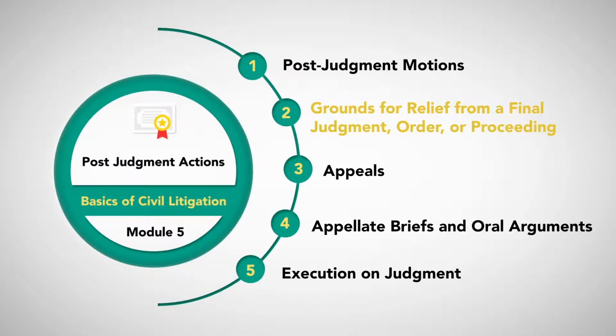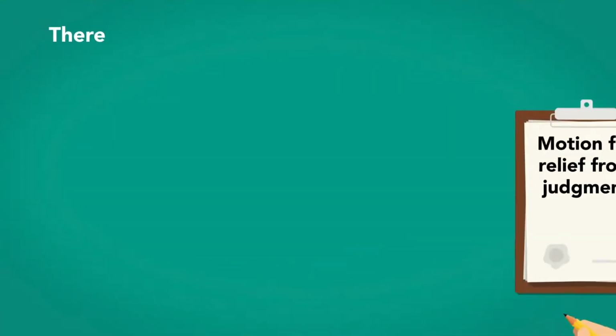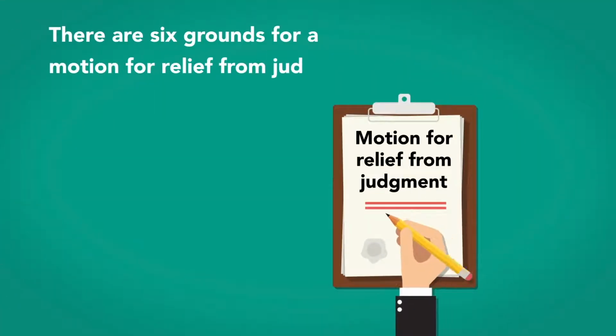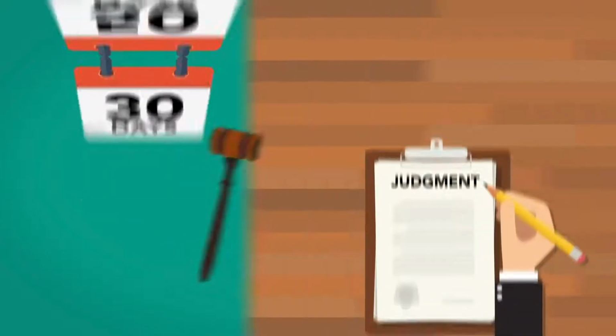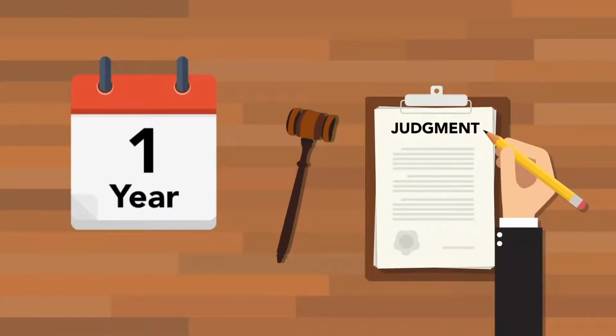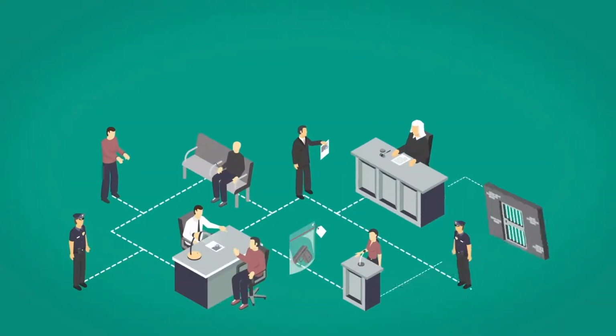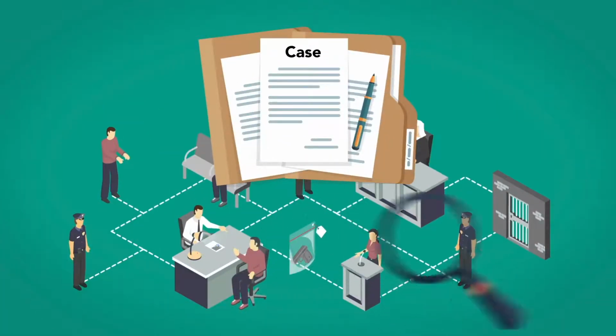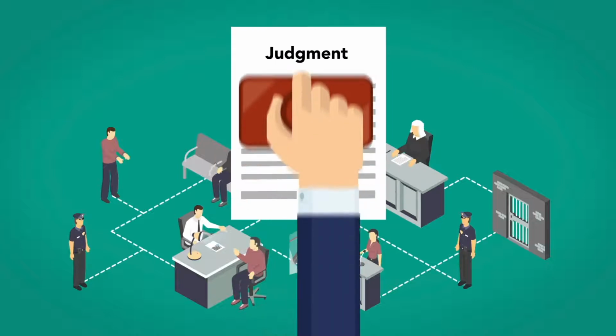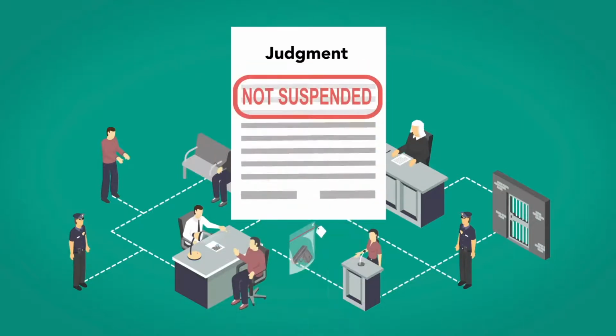Grounds for relief from a final judgment, order, or proceeding. There are 6 grounds for a motion for relief from judgment. Parties have a reasonable time after the judgment, sometimes up to a year after the entry of judgment, to bring such a Rule 60B motion. These motions may challenge procedural aspects of the case or the evidence or verdict. The judgment is not suspended during the pendency of the motion.